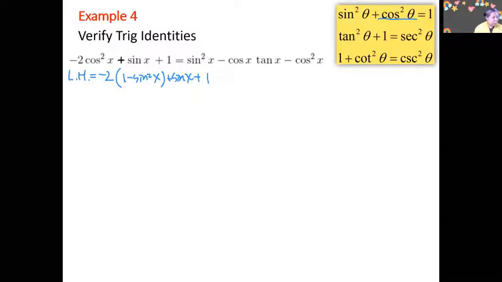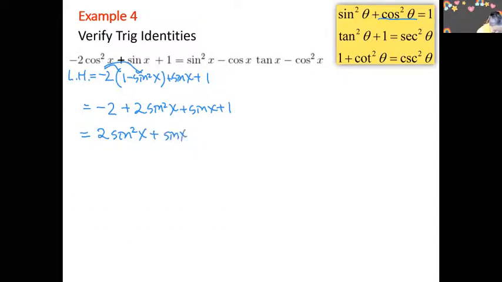Okay, then instinctively everybody loves how to distribute, right? So right there we can distribute. Then it's going to be negative 2 plus 2 times sine square of x plus sine x plus 1. Okay, then I noticed there's negative 2 in the beginning and there's 1, and they're numbers, so I can calculate them. So it's going to be 2 sine square x followed by sine x, and negative 2 plus 1 will make negative 1.